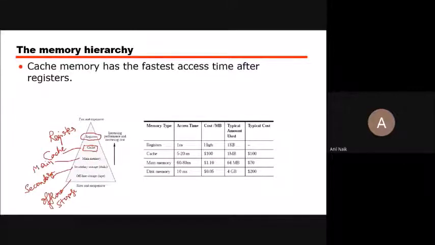So here the registers' access time you can consider 1 nanosecond. It's a very small memory, so the response time, the access time, is very fast. Next comes the cache memory. The access time is 5 to 20 nanoseconds.